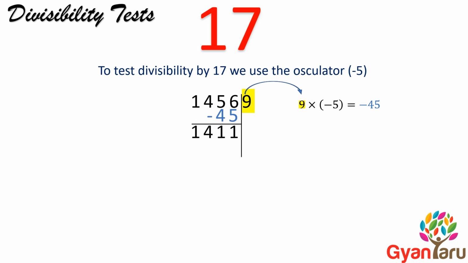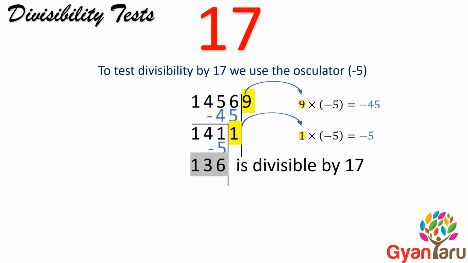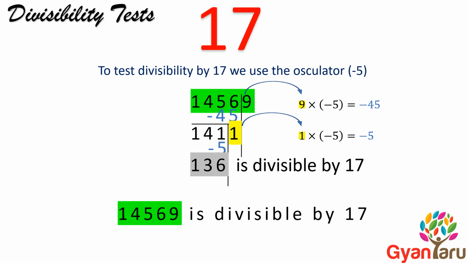1411. Now the last number is 1. We multiply 1 by our osculator -5. We get -5. Now subtract 5 from our remaining number. We get 136, and 136 is divisible by 17. So our number is divisible by 17.